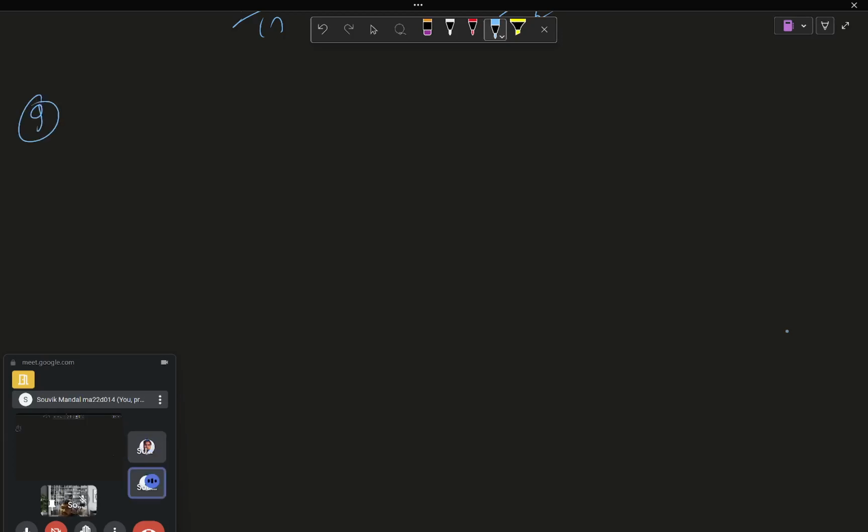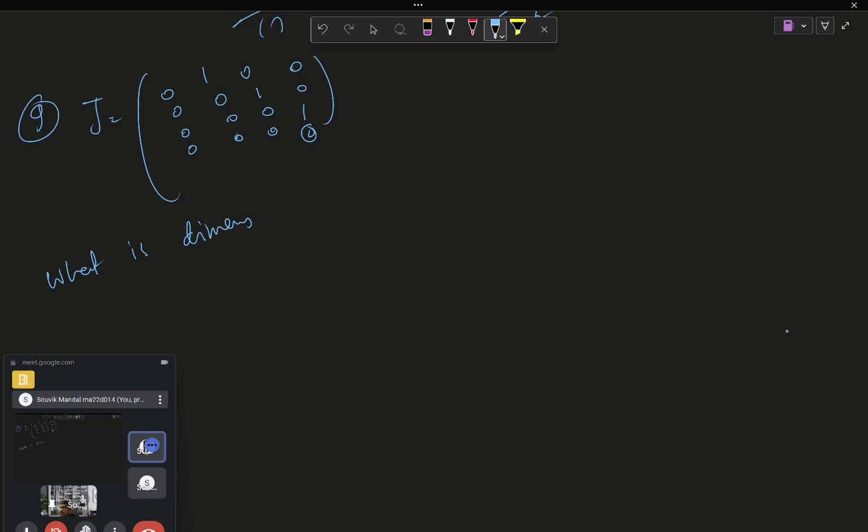Now question number 9. Given the matrix J equal to 0, 0, 0, 0, 1, 0, 0, 1, 0, 0, 0. Now the question is, what is the dimension of the set of matrices A in M_6 that commute with J?